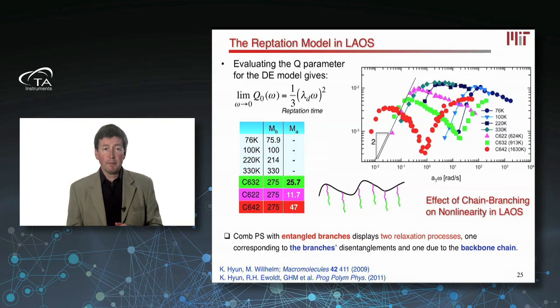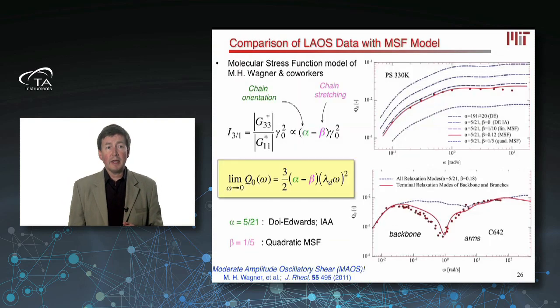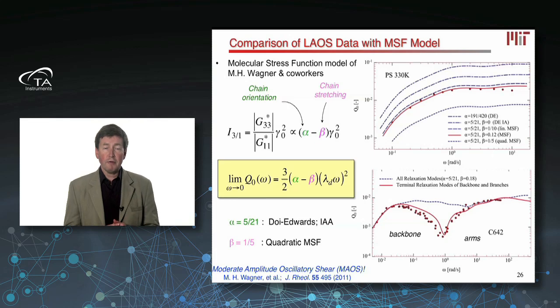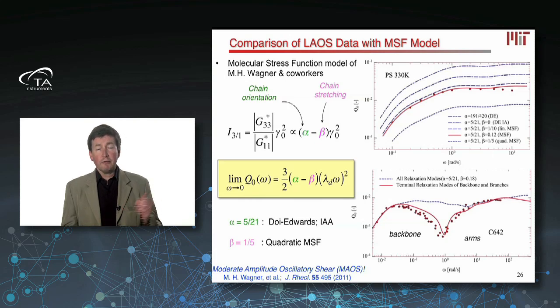And what I'll show you on the next page is that we can actually relate that to a molecular theory. So Manfred Wagner and colleagues have developed a particular kind of theory called a molecular stress function theory. It's just one example of a molecular theory for branched chains, but it gives you an explicit prediction for how this ratio I3 over I1 should appear.